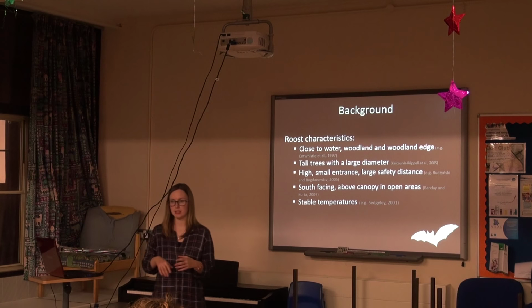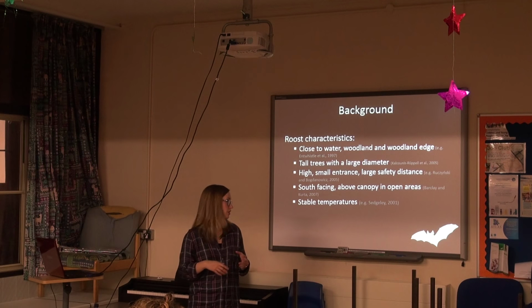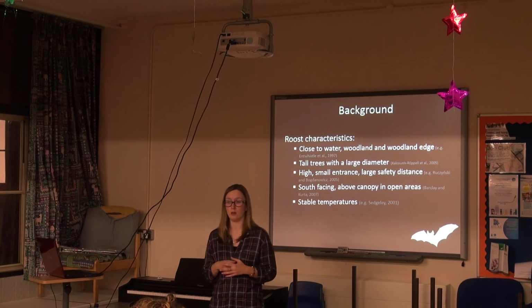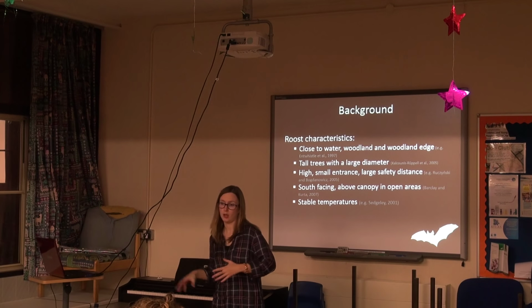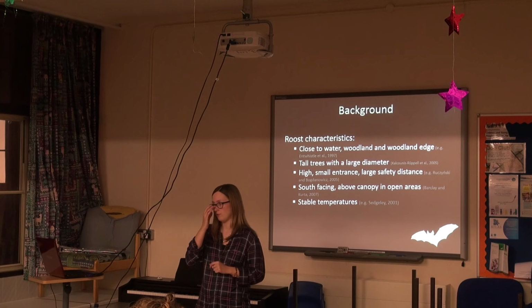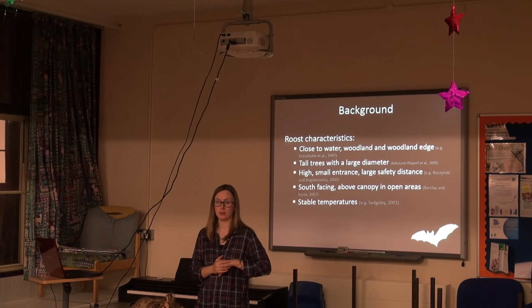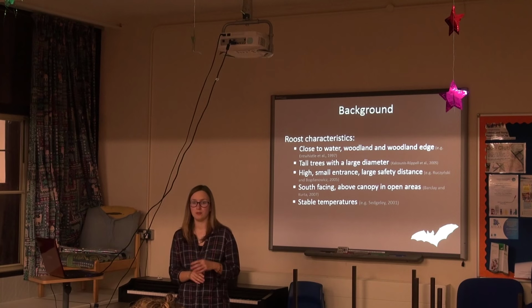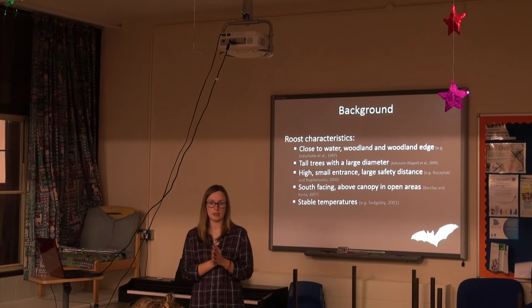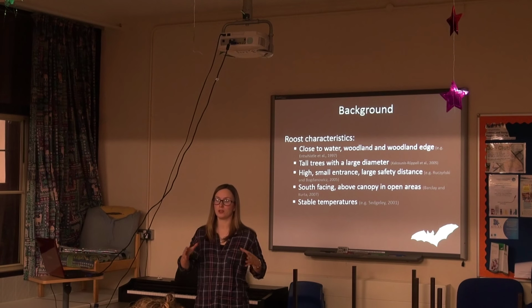And in general, studies have found that roosts, particularly in woodland, are often near to the woodland edge. This is somewhere that bats can use to commute, and they can use it as a line to get to their resources and find food. Also close to water, again to drink and to find food. They generally find that the roosts in woodland tend to be in tall, large trees, so the older stands.